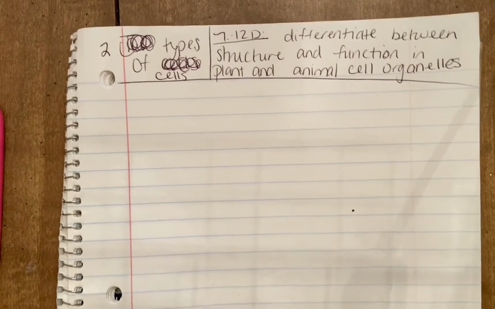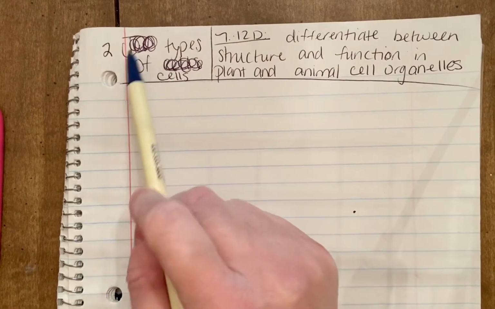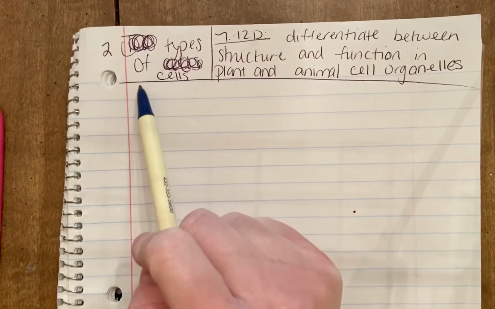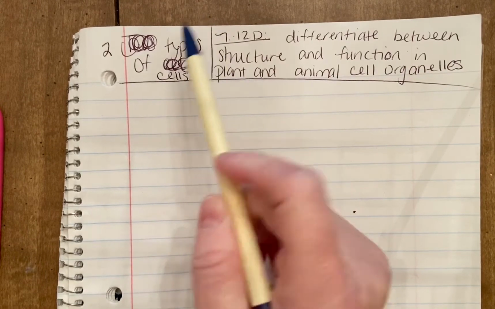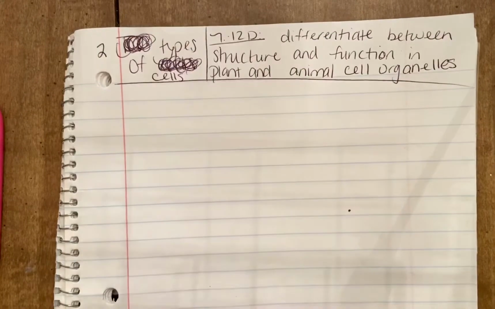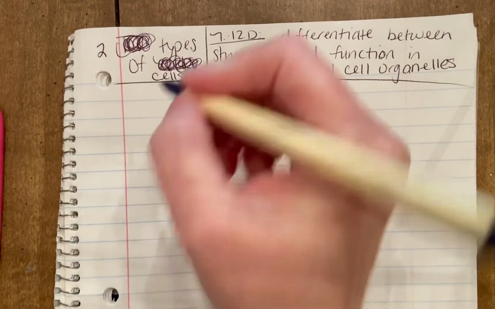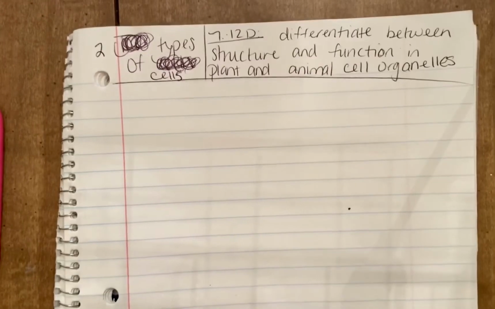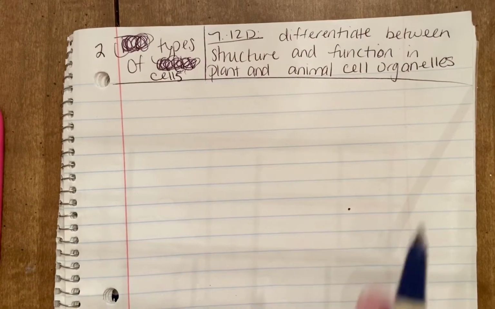First things first, you're going to want to write your title here, two types of cells. As you can see, I scribbled a lot. This is why it's important that you use a pencil. At my house, I'm very limited on what I have, and I only have pens.